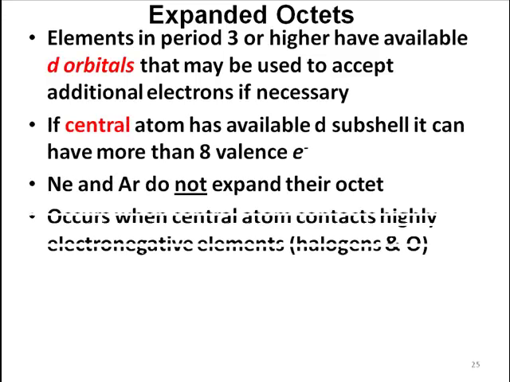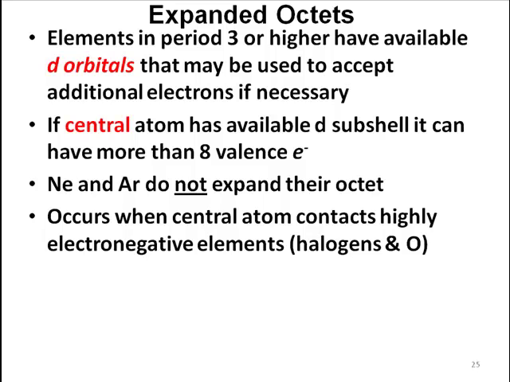Now, expanded octets. Elements that are in period 3 or higher have available d orbitals. So 3 or higher have d orbitals, that's in the d section, that may be used to accept additional electrons if necessary. So this is something where the octet, again, will not apply because it's expanded. If the central atom has available d subshell, it can have more than 8 valence electrons. Ne and argon do not expand their octet. So neon and argon will not expand it.